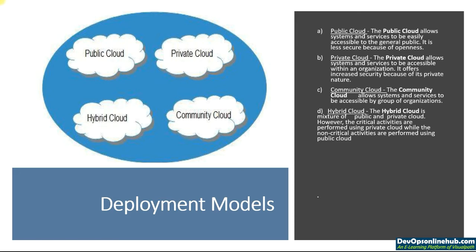For example, you can consider employees' payroll data as critical data that needs to be secure and should not be accessed from outside the organization. On the other hand, some data, such as publicly accessible applications, need not have that much security. In that case, they can use a public cloud. So that is the reason why a hybrid cloud is now a very important cloud deployment model in today's IT infrastructure arena.